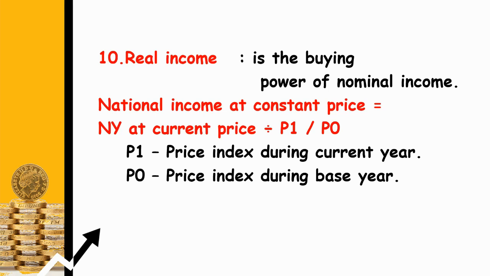The real income is derived as national income at constant price, which is equal to national income at current price divided by price index during the current year, times price index during the base year. So it is calculated with the base year and the current year. Current year is the present new year, base year is the previous year. So the current year gives nominal income, base year gives real income.